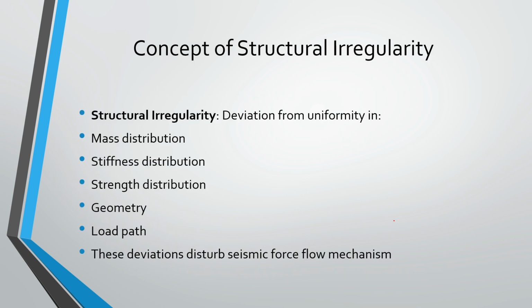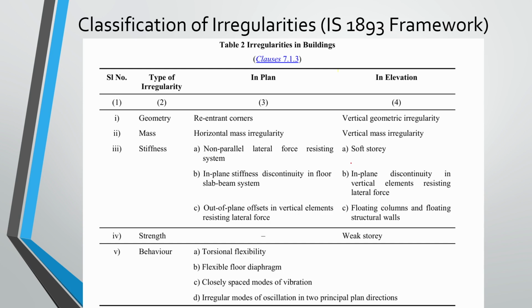Okay. So I will directly go to the classification of irregularities. Here you can see the types of irregularity. There are basically 5 types of irregularities. The first one is geometry, second is mass, third is stiffness irregularity, fourth is strength, and fifth is behavior. These are the different types of irregularities. We will go into detail on each irregularity in our coming videos. In this video, I will just explain the overall picture.